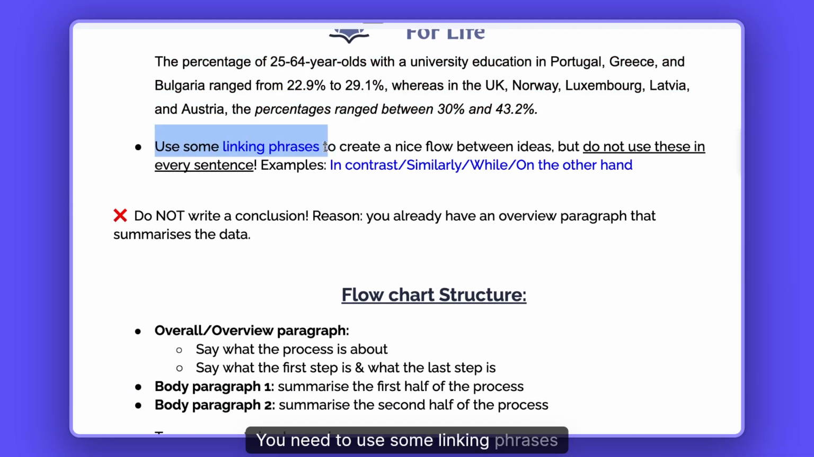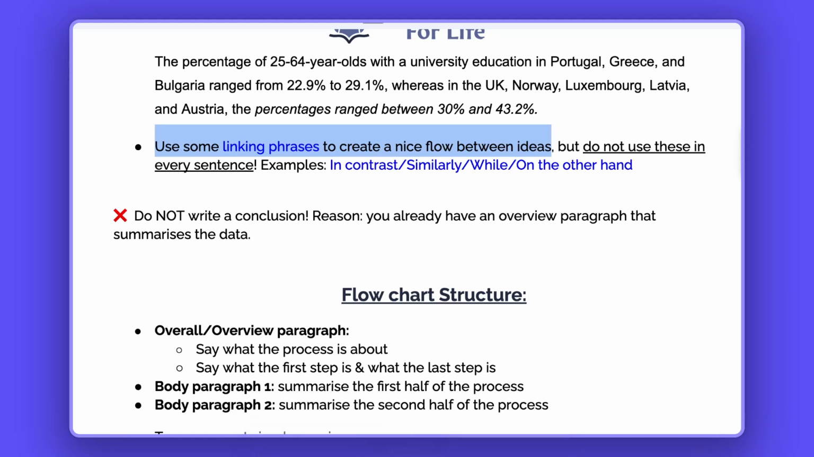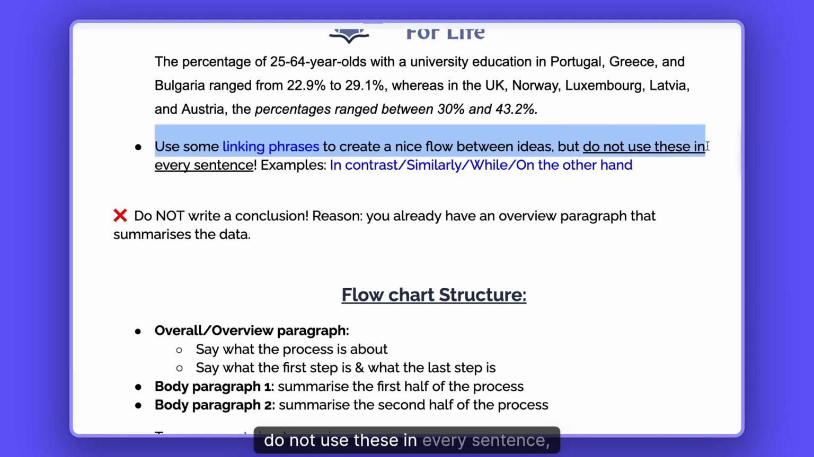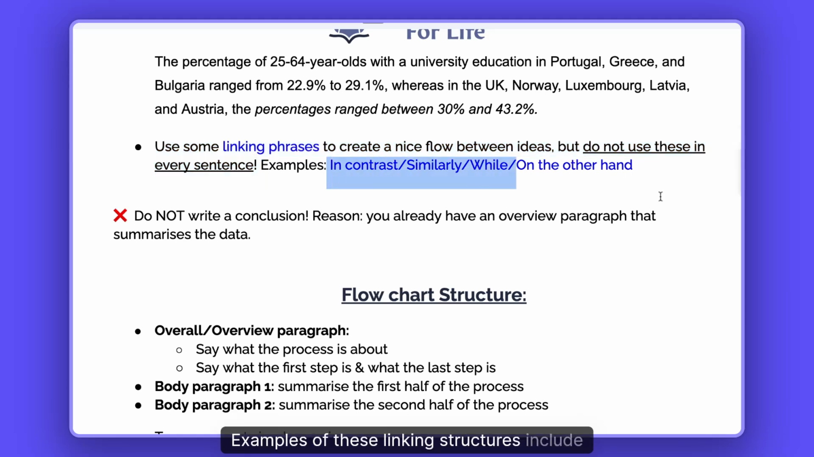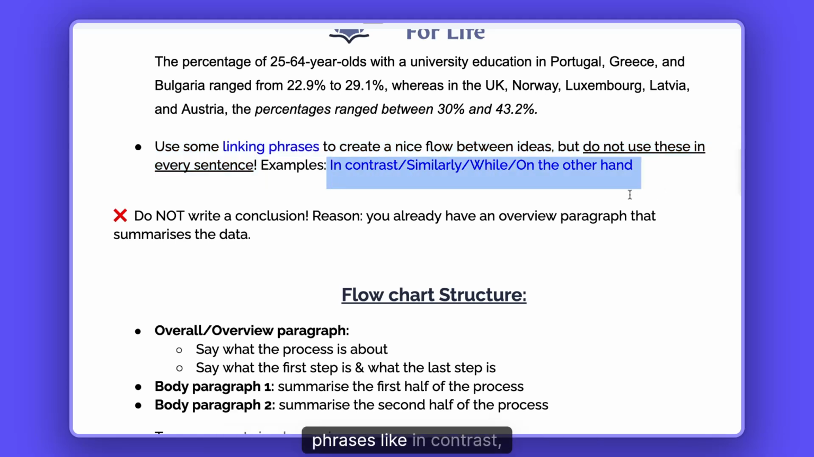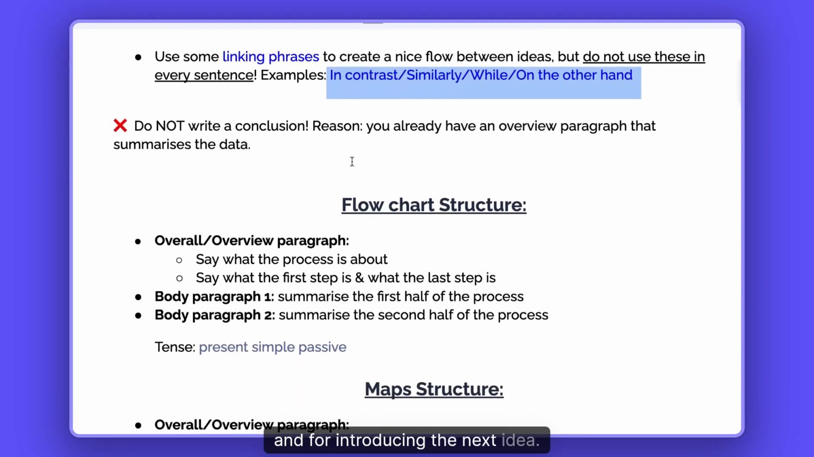You need to use some linking phrases between your sentences to create a nice flow between your ideas, but the writing rubric actually warns you, please do not use these in every sentence. Okay, every second sentence is fine. Examples of these linking structures include phrases like in contrast, similarly, while, on the other hand. These are useful for comparison and for introducing the next idea.